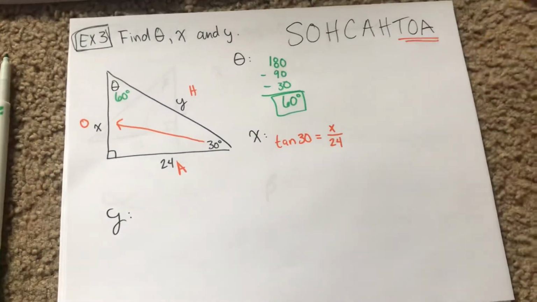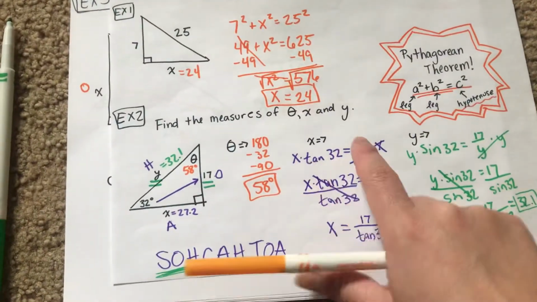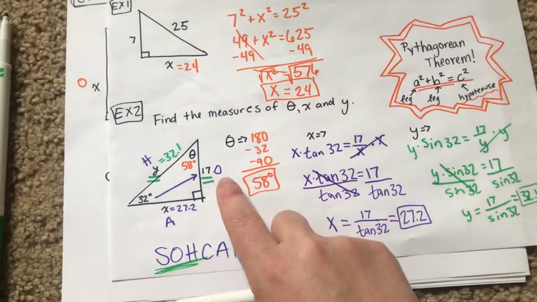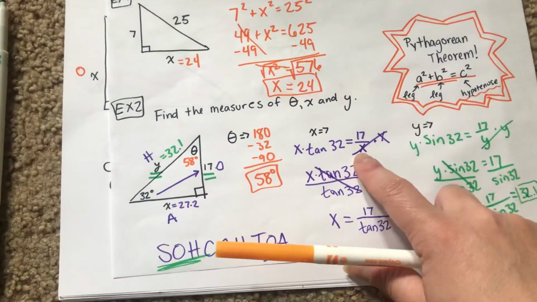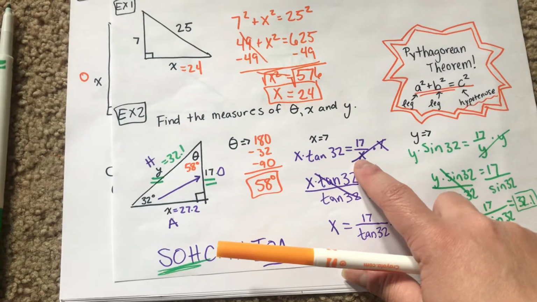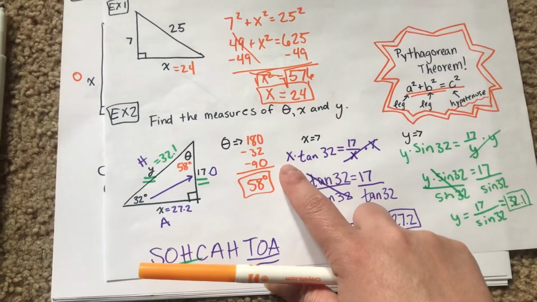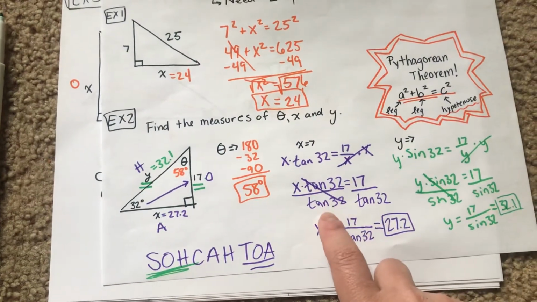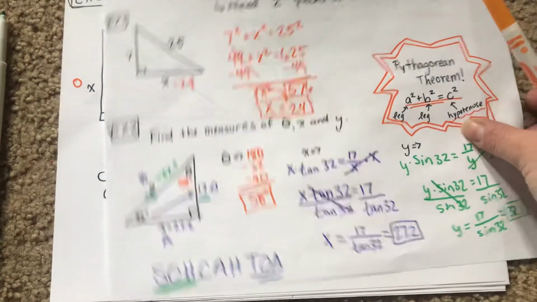In our second example, when we did tangent, we had tangent of 32 equals 17 over x, because we knew our opposite and didn't know our adjacent. But we had x in the denominator, so we had to do a two-step problem. We had to multiply by x to get it out of the denominator, then divide by tangent of 32 to get x by itself.